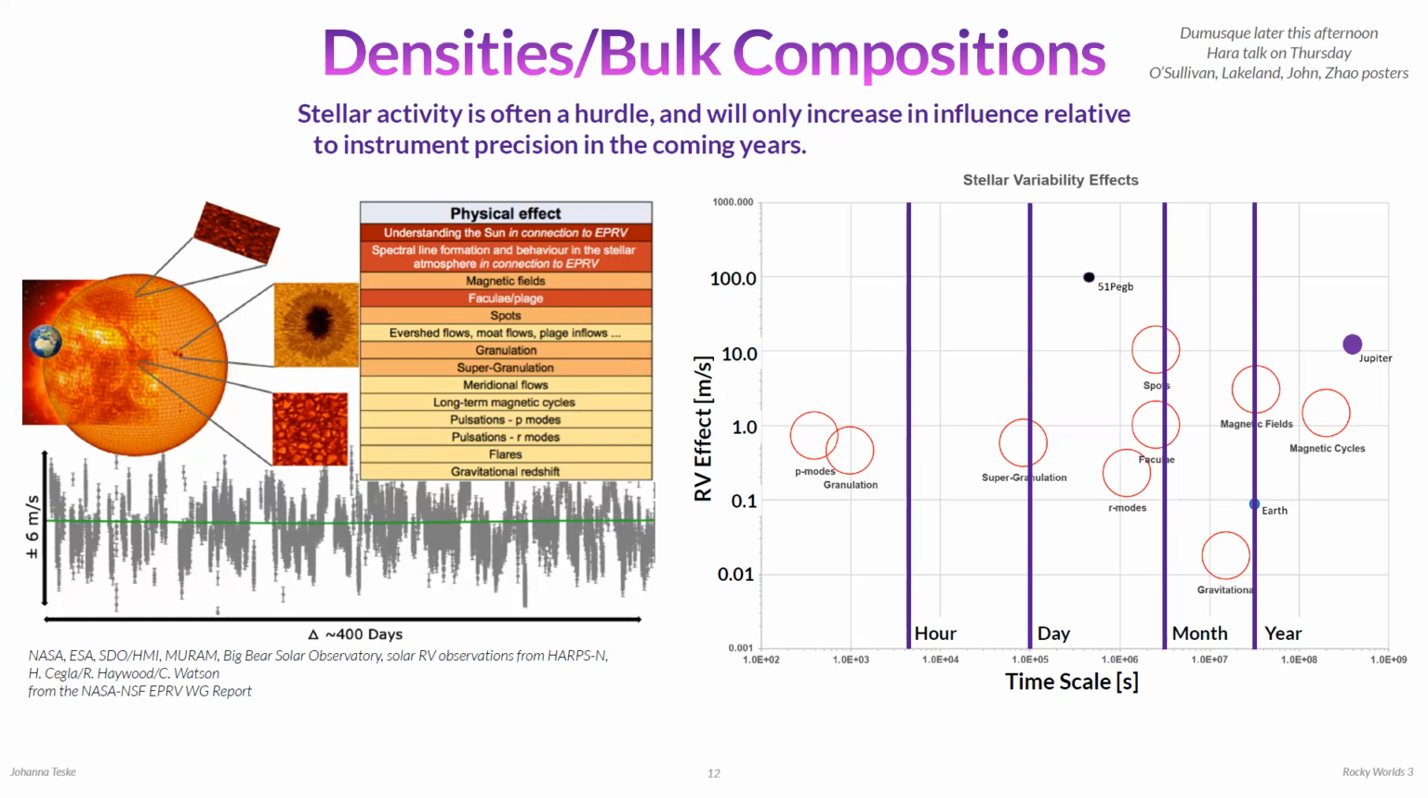Note that the y-axis is in log units. And so the Earth is in blue at about 0.1 meters per second, but there are all sorts of types of stellar activity that could mask or mimic a planet signal of Earth amplitude, or even maybe 1 meter per second or slightly higher.